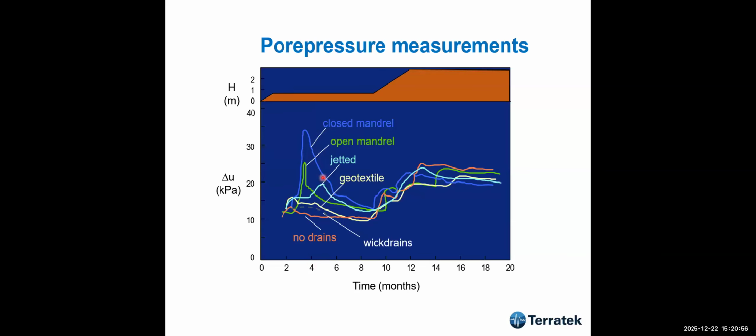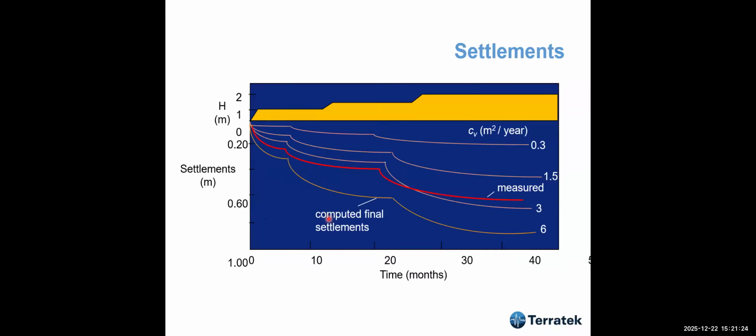And what we found is that the closed mandrel produced very high pore pressure during installation. These measurements were made with a hydraulic piezometer very close to the installation point. The open mandrel produced much less, the jetted much less, the geotextile much less, and the wick drains very small pore pressure. So I have no doubt that the wick drains were the best installation method.